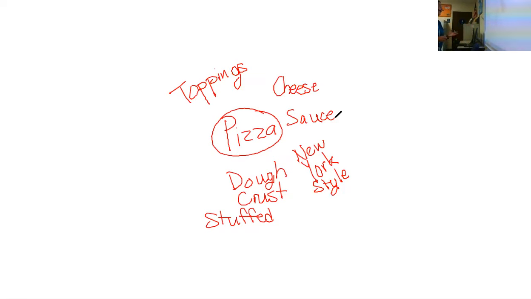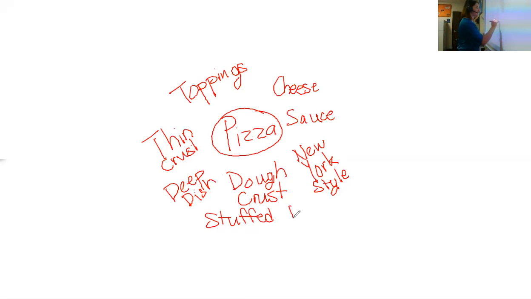Another thing I know about pizza, I was talking about crust earlier. I really, really like thin crust pizza. That's my absolute favorite. Thin crust. I know you can also get deep dish. Okay. So I kind of just jotted down everything I know that helps me understand pizza. Oh, I know that it's baked.